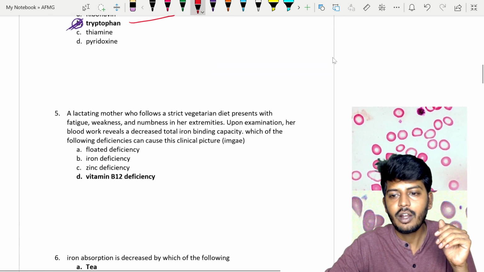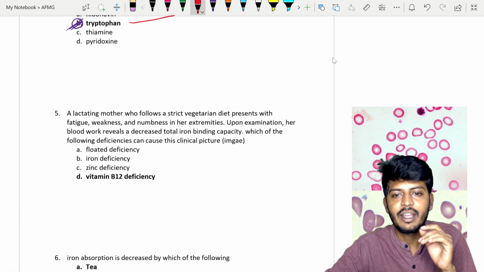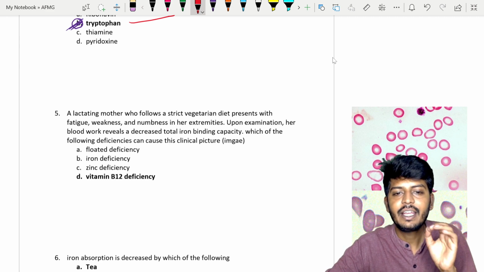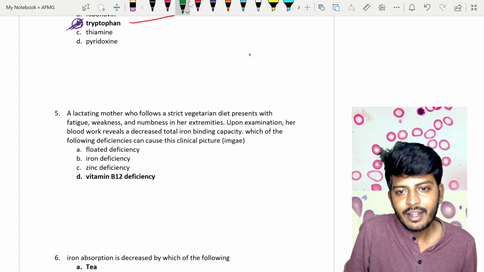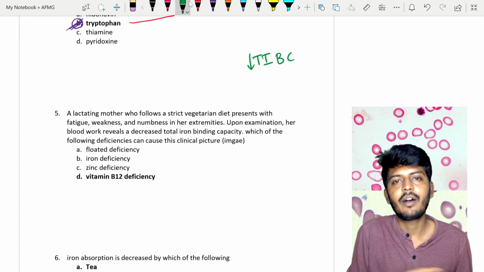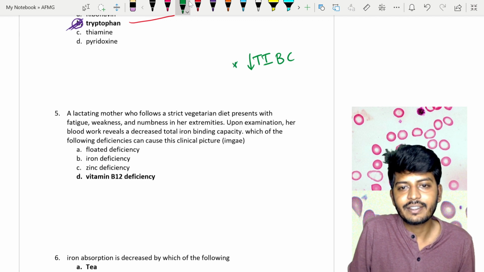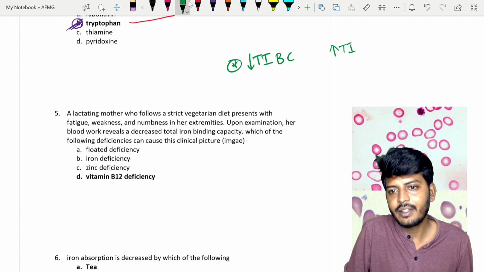Okay. And there is a lot of controversy going on about this question. A lactating mother who follows a strict vegetarian diet presents with fatigue, weakness, and numbness in her extremities. Upon examination, her blood work reveals a decreased total iron binding capacity. Which of the following deficiencies can cause this clinical picture? So let's start with one of the most interesting things. If there is a decrease of TIBC, what exactly is this? If there is an increase of TIBC, what exactly is this?